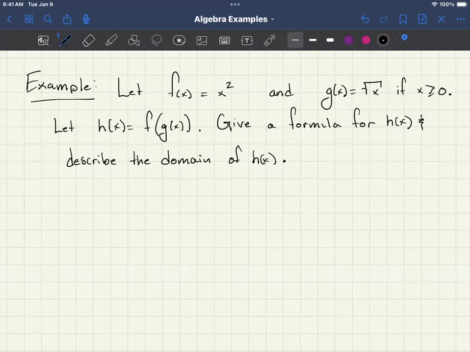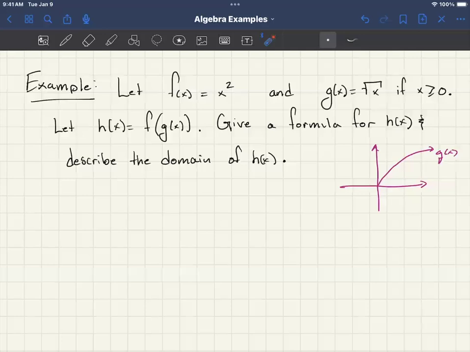But notice that there's a caveat here for our second function. We only have square root of x if x is greater than or equal to 0, which means our function is not defined when it's less than 0. And we can see what happens if we draw a picture of g of x on an xy axis. What we end up with is a picture that looks like this. And you can see that g of x here does not go past the y-axis, right? It stays on the right-hand side where x is positive.